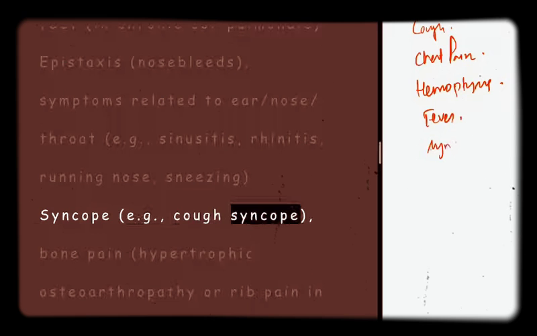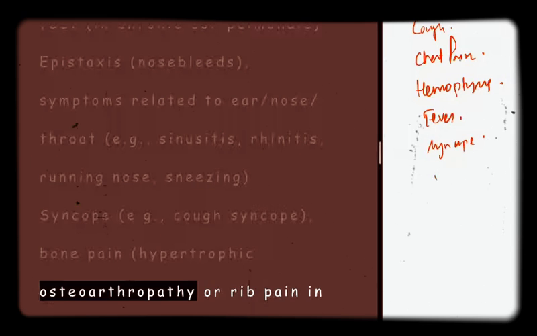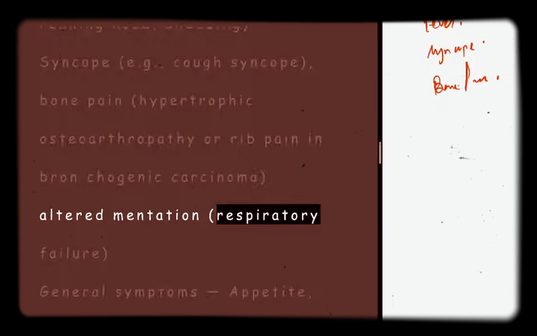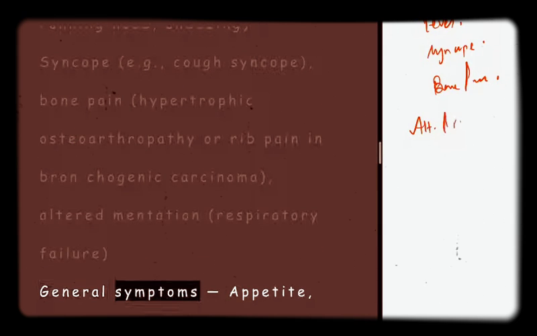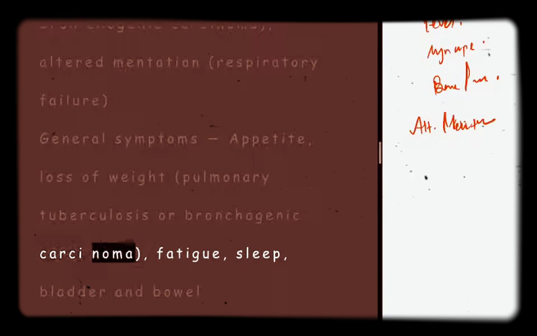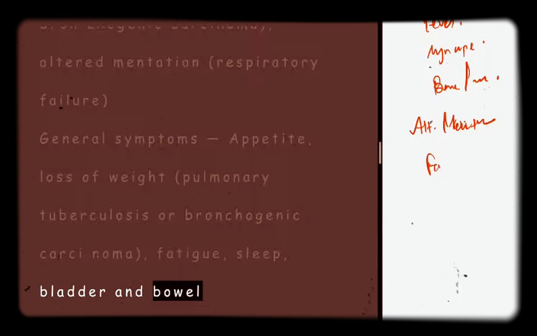Syncope, for example cough syncope; bone pain, hypertrophic osteoarthropathy or rib pain in bronchogenic carcinoma; altered mentation; respiratory failure. General symptoms: appetite, loss of weight in pulmonary tuberculosis or bronchogenic carcinoma, fatigue, sleep, bladder and bowel.